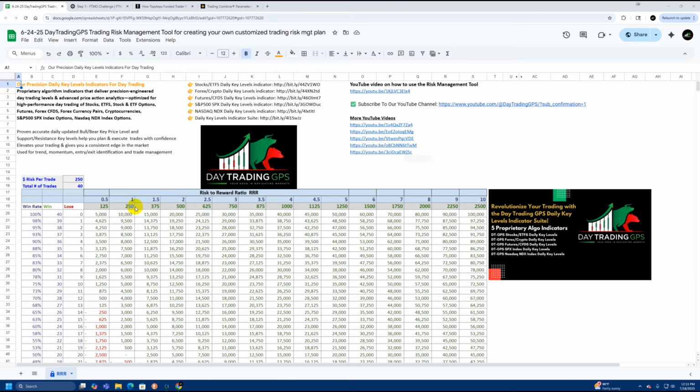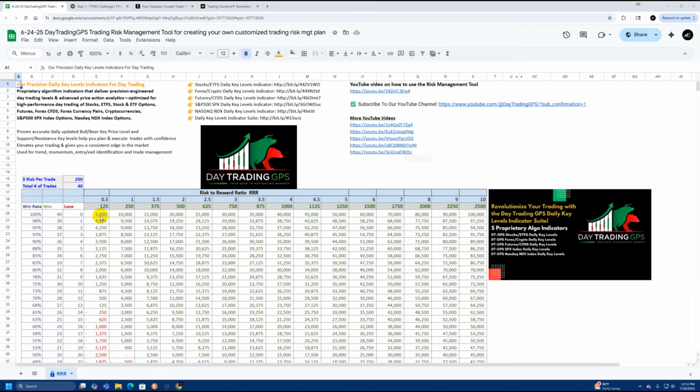Okay, so here we have our win rate percentage, ratio, number of wins. This is based on the total number of trades in the period that you're looking at, and the number of winning trades and number of losing trades. So if we have 100%, we have 40 trades over the trading period, which in this case we're looking at over a month, 2 trades a day, 20 trading days in a month. Then you would have 40 winning trades, 0 losing trades. If you had a 0.5 to 1 risk to reward ratio, then your profit before commissions would be $5,000.